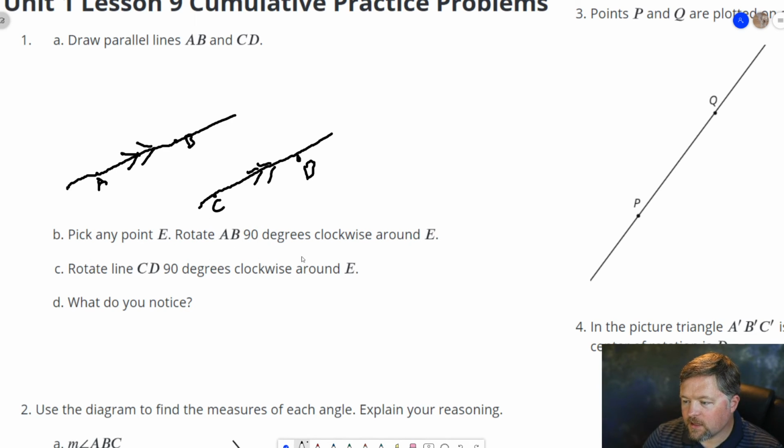Pick any point E. Where do I want point E to be? I'm going to put it right here. Doesn't really matter where you put it. The results you're going to get are going to be the same. Now, this says lines, not line segments. So how long are these? Well, they're infinite. They continue on forever in both directions.